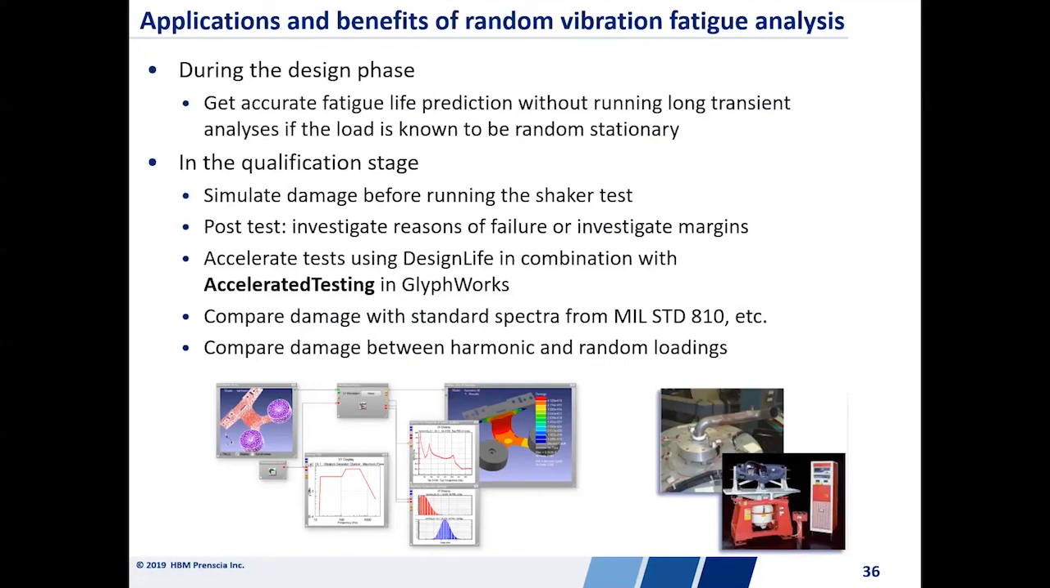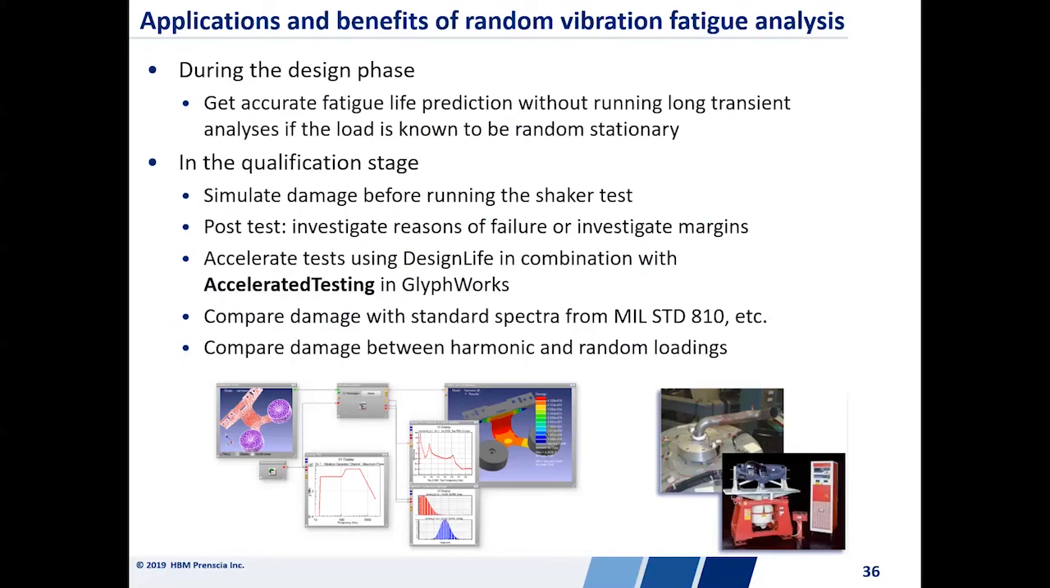If this is done in the qualification stage, there's a number of things that we can do. We may be running a shaker table test on a prototype, and we can actually simulate that shaker table test in DesignLife and determine what the damage might be before we even run that shaker table test. After we've run the shaker table test, we can investigate a little bit more deeply into reasons why a part might have failed. We can investigate the margins as well.